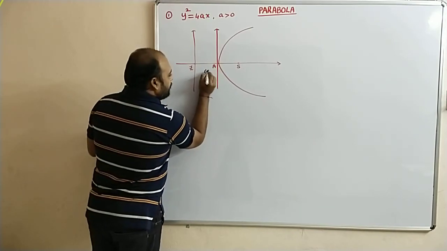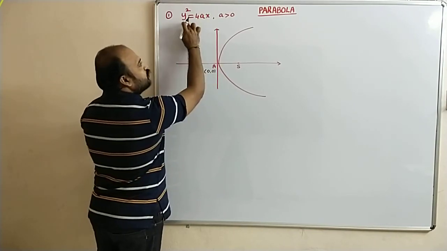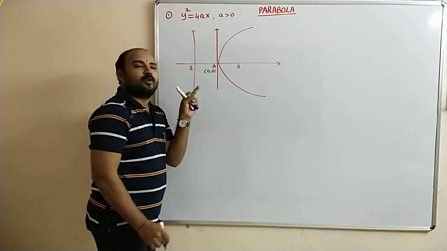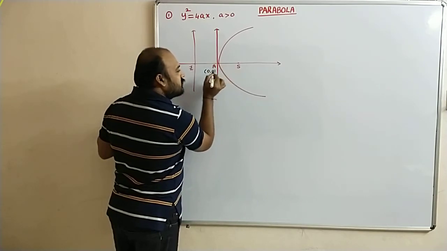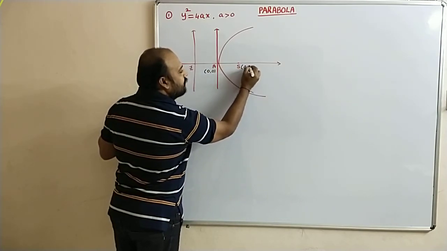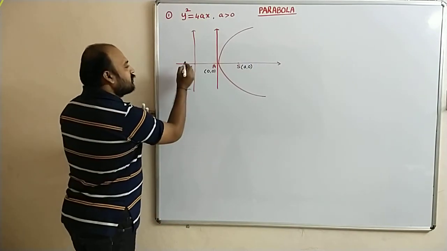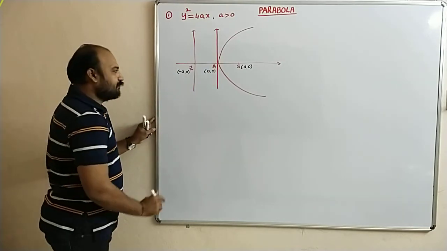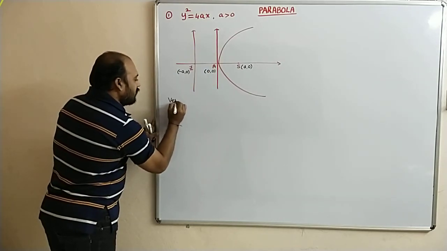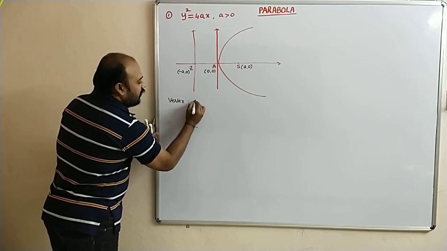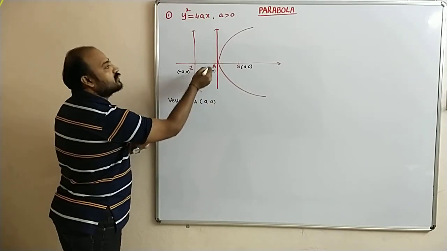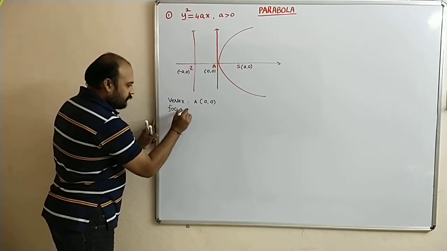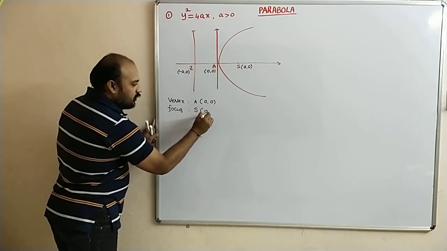A is the vertex. The coordinates of the vertex for the parabola y square equal to 4ax is 0, 0. Focus, which is at a distance of a units from the vertex, so the coordinates of S will be a, 0. So Z coordinates is minus a, 0. Why? Because A is the midpoint of SZ. First thing, vertex of the parabola y square equal to 4ax is 0, 0. Focus, S of a, 0.